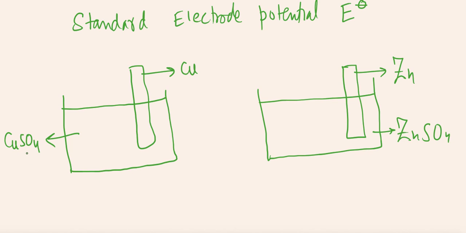What would be the concentration of this electrolyte? For the standard condition, the concentration must be 1 mole per dm cubed. What would be the temperature? For the standard condition, temperature would be 25 degrees Celsius or 298 Kelvin. And if you are using any gas, the pressure of that gas would be 1 atm or 1 bar.